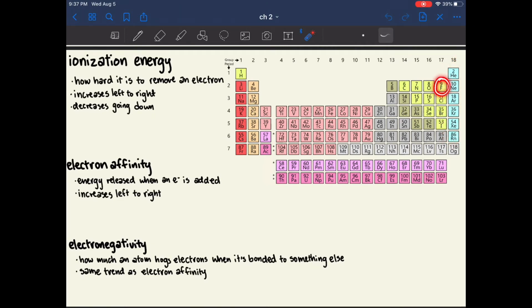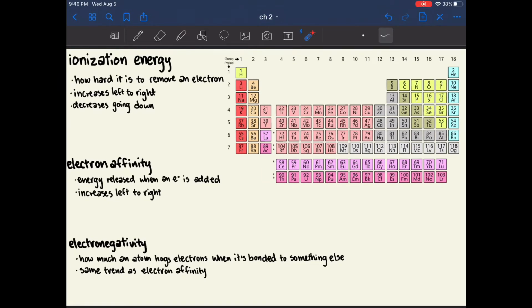But fluorine, on the other hand, not only does it have a +7 effective nuclear charge, which is already very attractive to an electron, fluorine, if it gained an electron, would become the electronic configuration of neon. So a lot of energy is released when fluorine gains an electron, and lithium doesn't want to gain an electron.